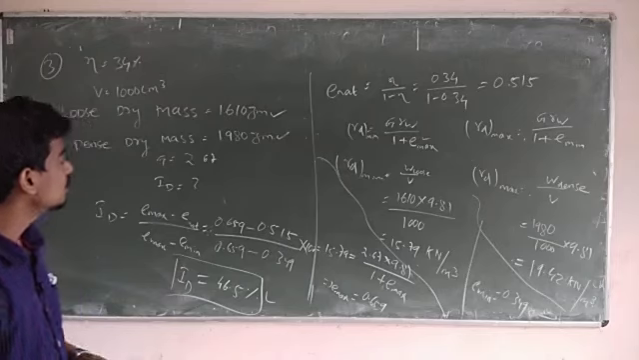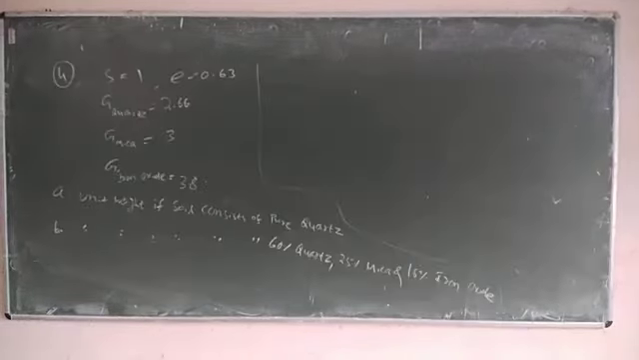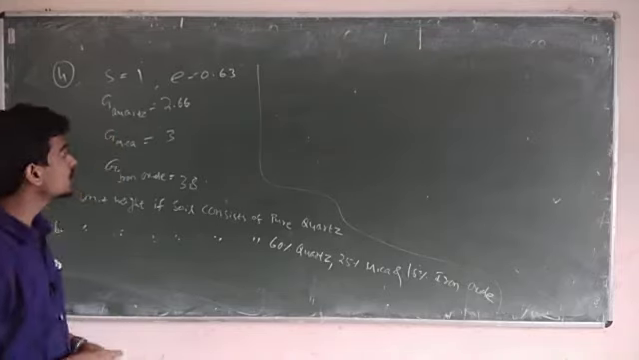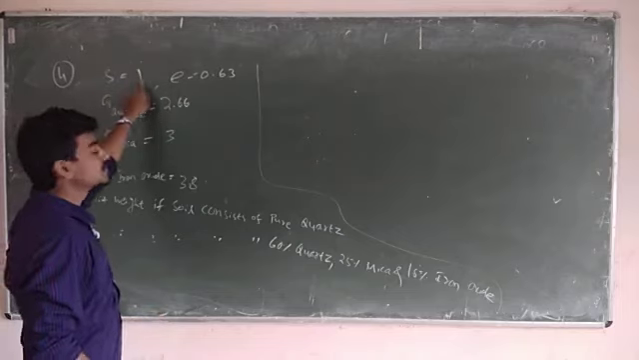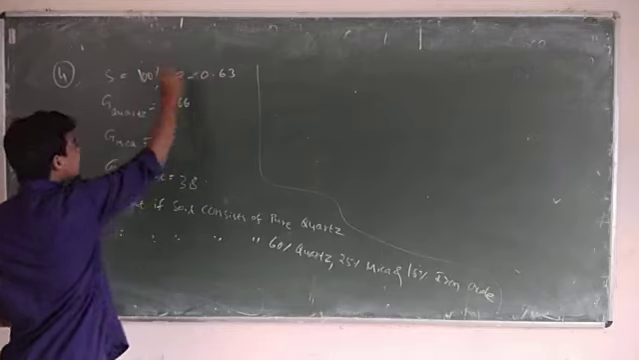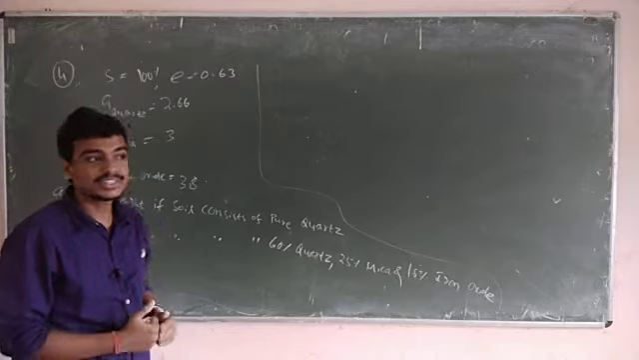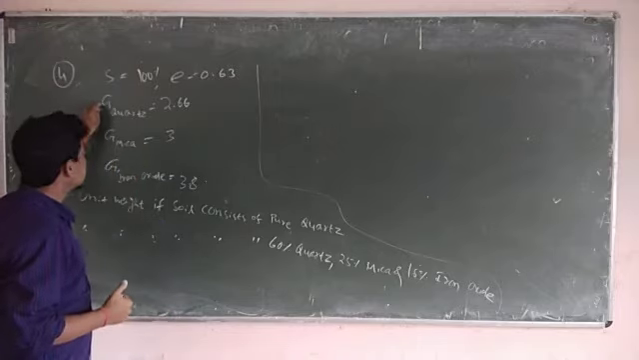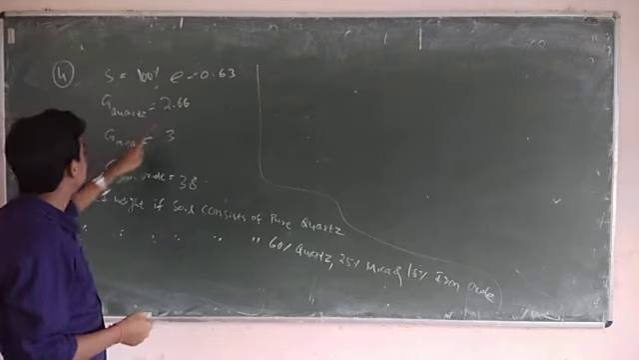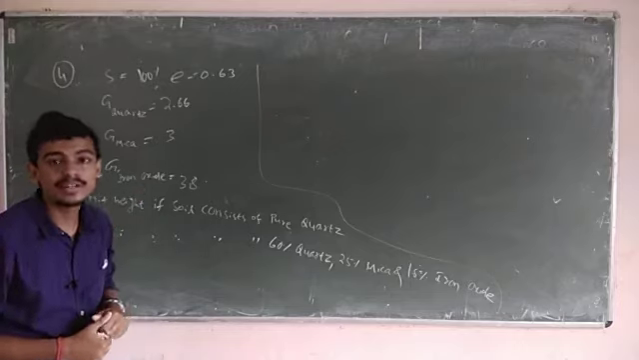Next, we'll solve our fourth problem. Okay, this is our fourth problem. In this problem, the given data is degree of saturation is 100%. I have written 1, otherwise you can write 100%, the same thing. E is 0.63, that is, the void ratio is 0.63. Then the specific gravity for different materials is given. Quartz 2.66, for mica 3, and specific gravity for iron oxide is 3.8.